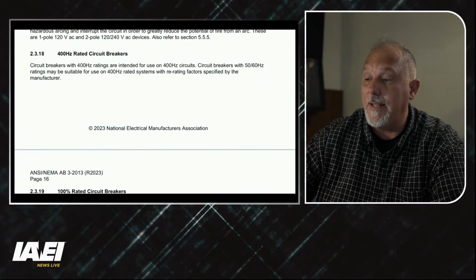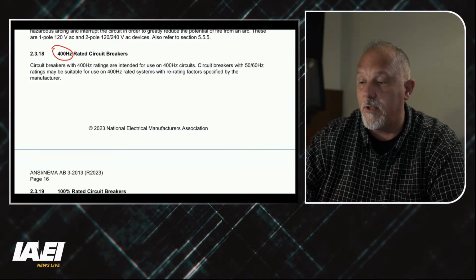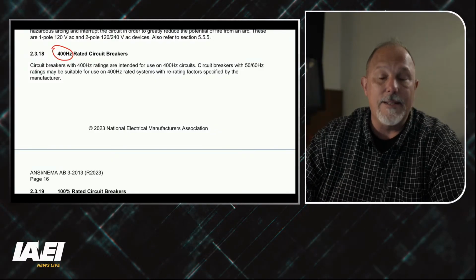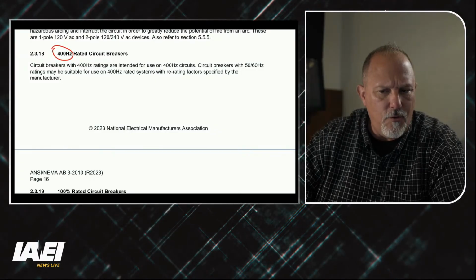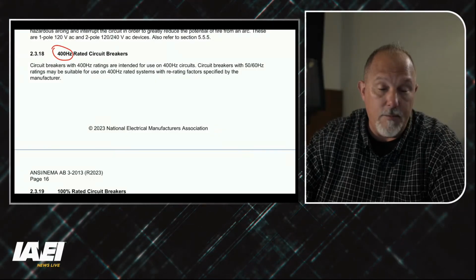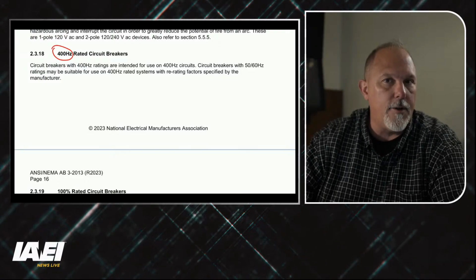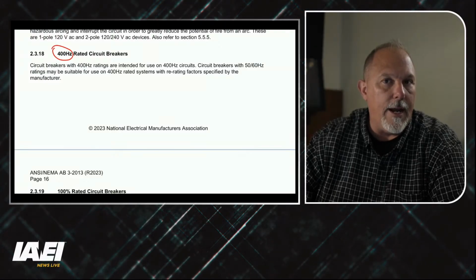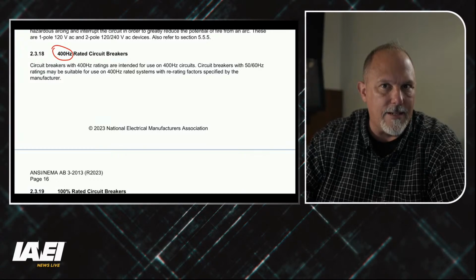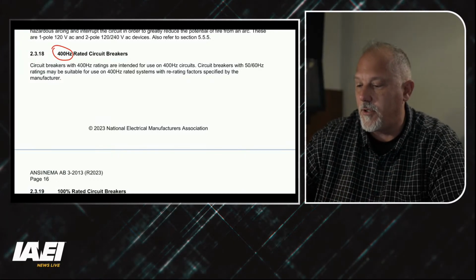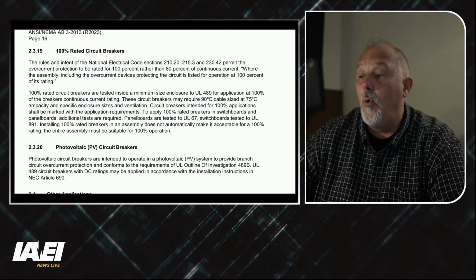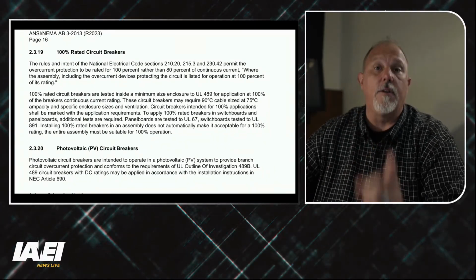There's your, look, you can get a 400 hertz rated circuit breaker. Look at that. We can list it for 400 hertz. I believe, and Dawn, you might know better than me, but I believe 400 hertz is common on aircraft, like helicopters and things like that. I believe that's where we would see 400 hertz. Oh, 100% rated circuit breaker.